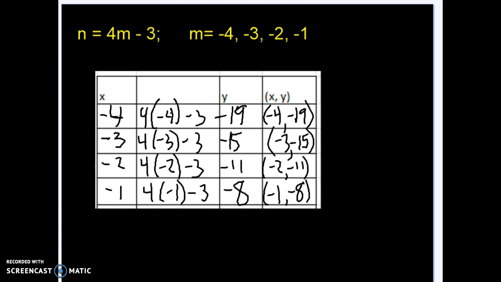Now, just because they use different variables, that shouldn't matter. Your y value is always the same as, in this case, n. So we could have relabeled that as n. This is m. And then when you have your ordered pairs, they would have been in the form of m, comma, n, rather than x, comma, y. So the variables don't really matter. Just make sure that you're putting your answers in the correct spot.